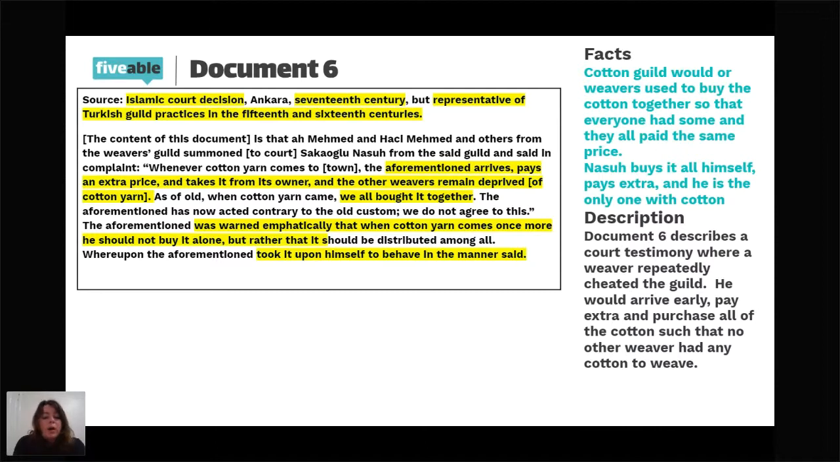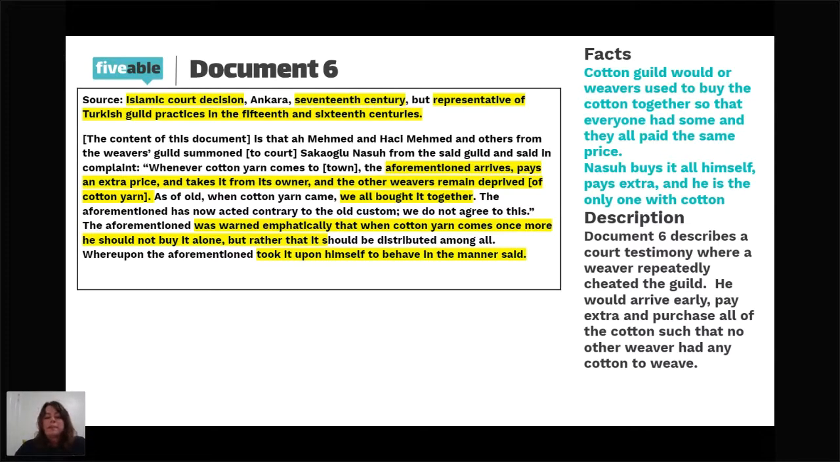Okay, as of old, when cotton yarn came, we all bought it together. The aforementioned has now acted contrary to the old custom. We do not agree to this. So they're like, look, our old custom, he's not honoring that. The aforementioned was warned emphatically that when cotton yarn comes once more, he should not buy it alone, but rather that it should be distributed among all. Whereupon the aforementioned took it upon himself to behave in the manner said. Okay, so he's done this multiple times and they are fed up.